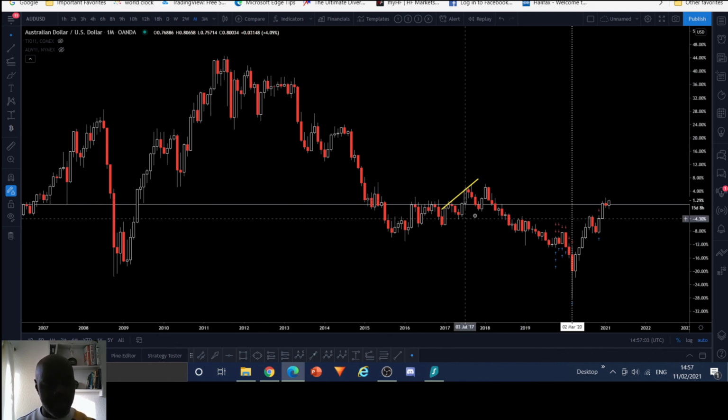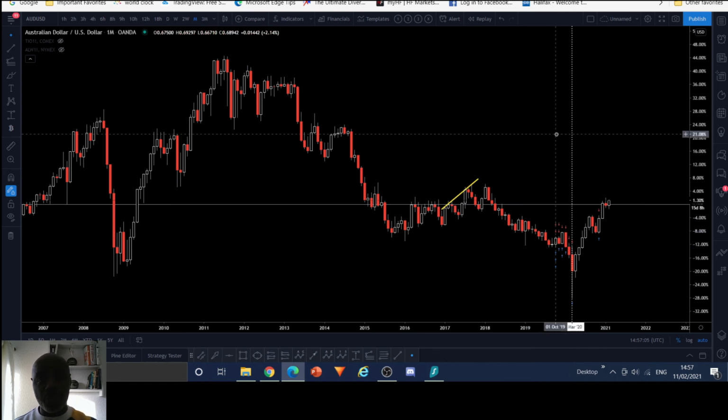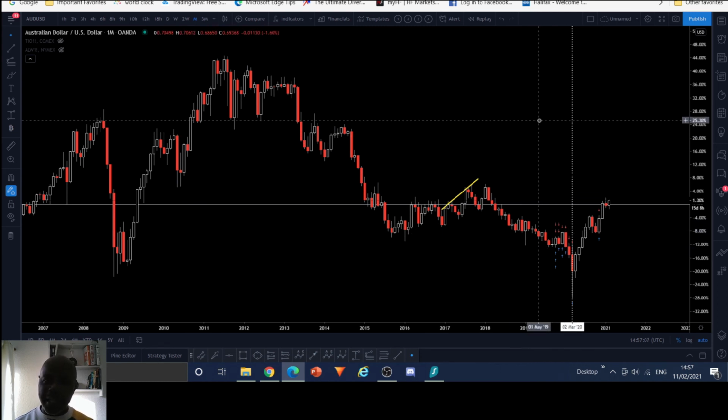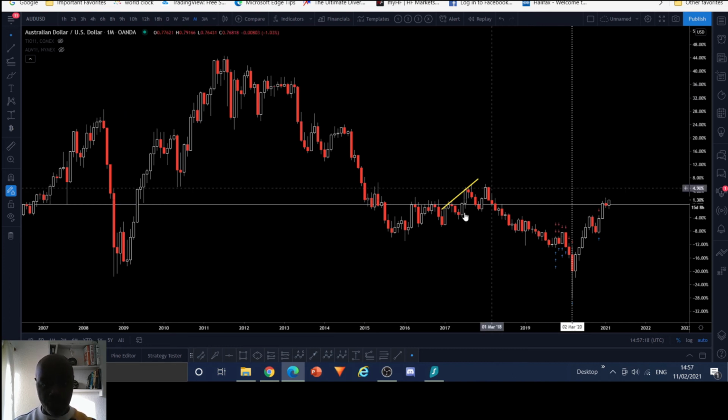There's a pattern in here. And I think there is much more upside if you think about what I'm saying here. I'm very, very bullish the Australian dollar for these reasons that I've just been going over.